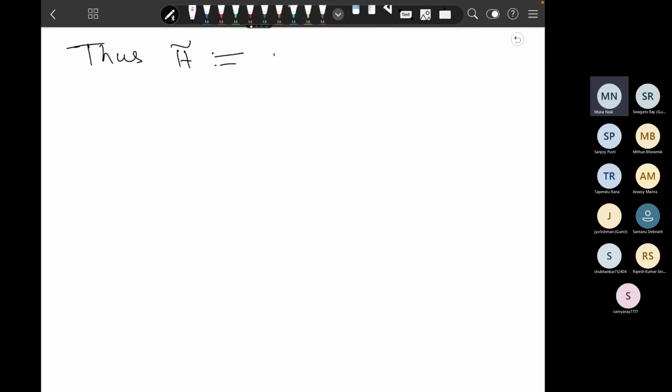Is it clear so far? I think, is it clear? Yes. Okay, so this H tilde is equal to delta G cross G.